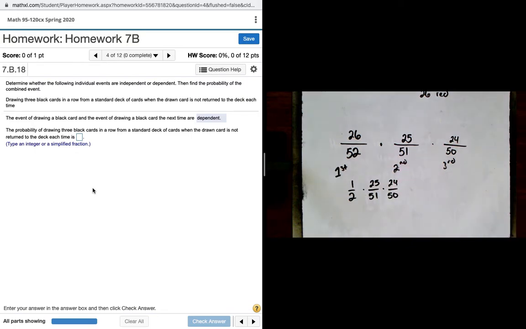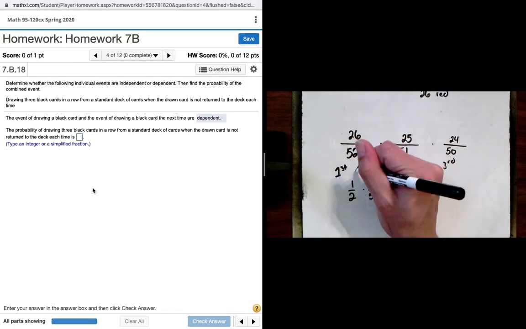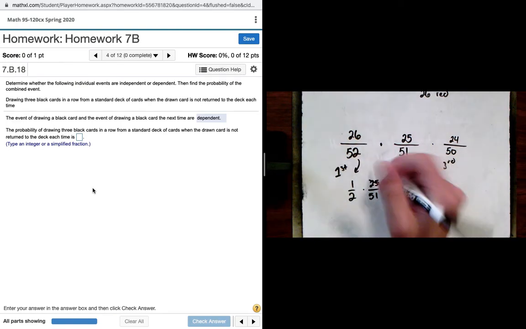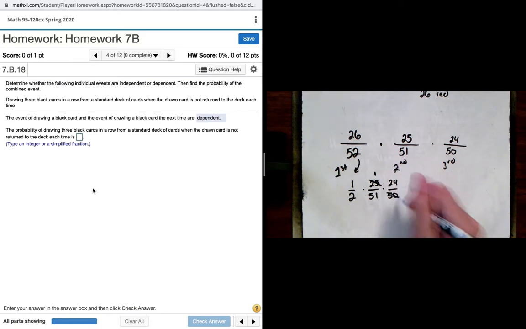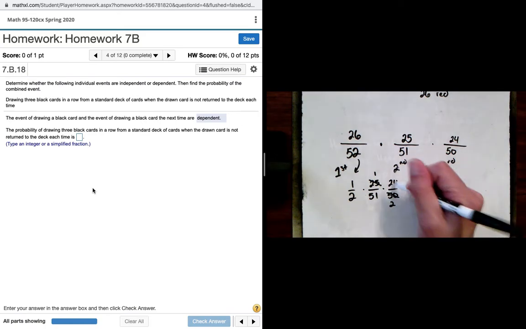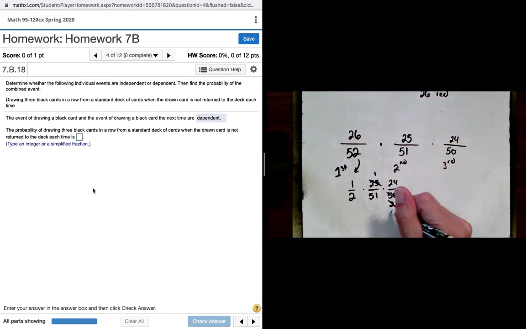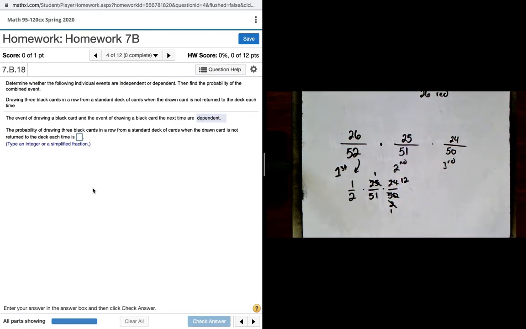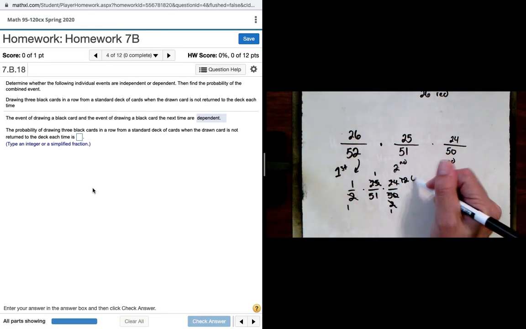Remember, you can cross cancel in the fraction. So I have a 25 right here and a 50 right here. I cancel the 25 and it becomes a 1. I cancel the 50 and it becomes a 2. I can also cancel this 24 and this 2 by taking a 2 out of each of those. The 2 goes completely away to a 1, and 24 reduces to a 12. I have one more cancellation because I have a 2 down here. This 2 cancels, and the 12 divides in half and becomes a 6.